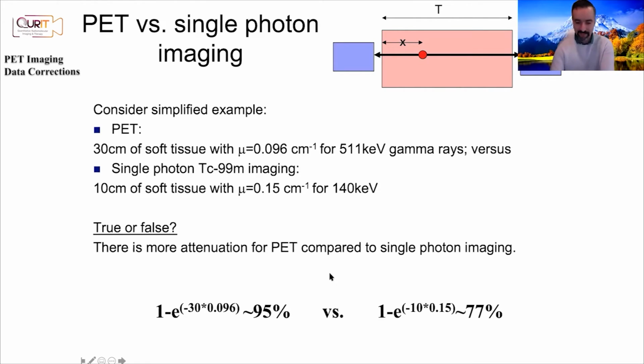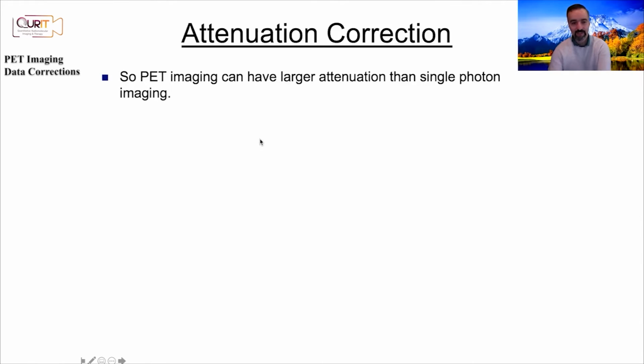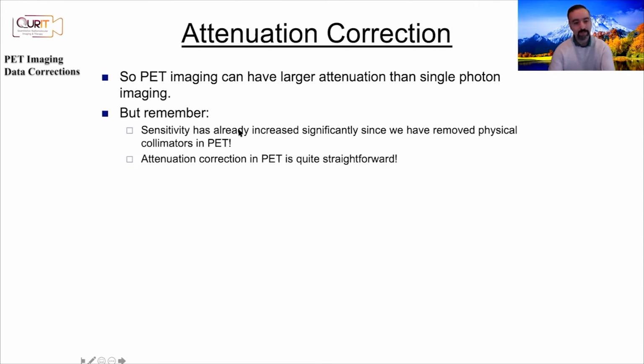So is this a big concern? Would you be saying, wow, in PET we're losing more signal to attenuation, and maybe we shouldn't be doing PET imaging? That's totally not true, and here's the reason. Even though PET imaging can have larger attenuation, please remember, sensitivity in PET imaging has already increased significantly since we have removed physical collimators.